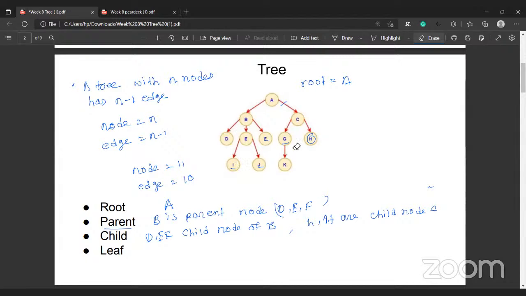Like you can see that I, J, K do not have any child node. D also, F also, H also do not have any child node. These are called leaf nodes of the tree. So the leaf nodes will be D, I, J, K, F, then H. Everyone got it? Root, parent, child, and leaf.